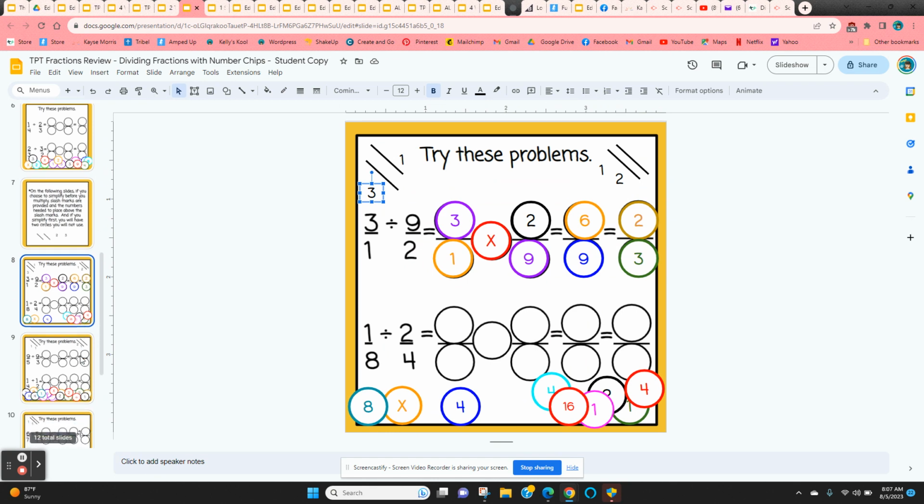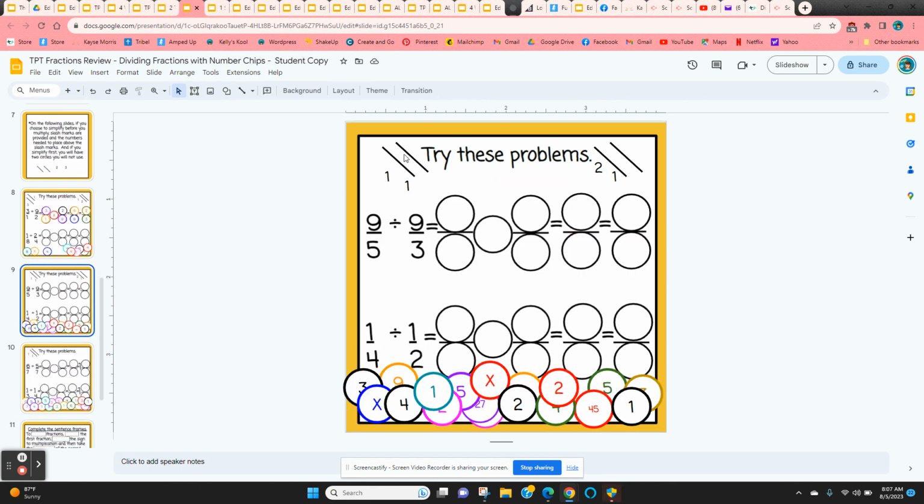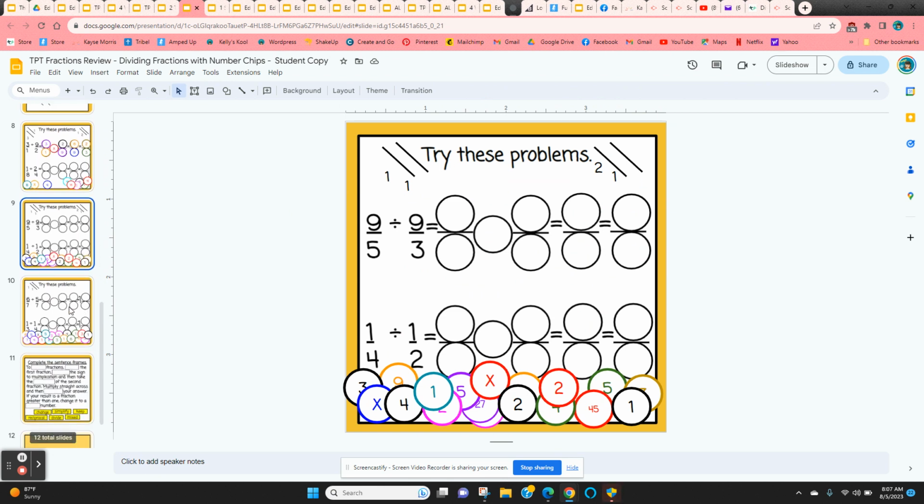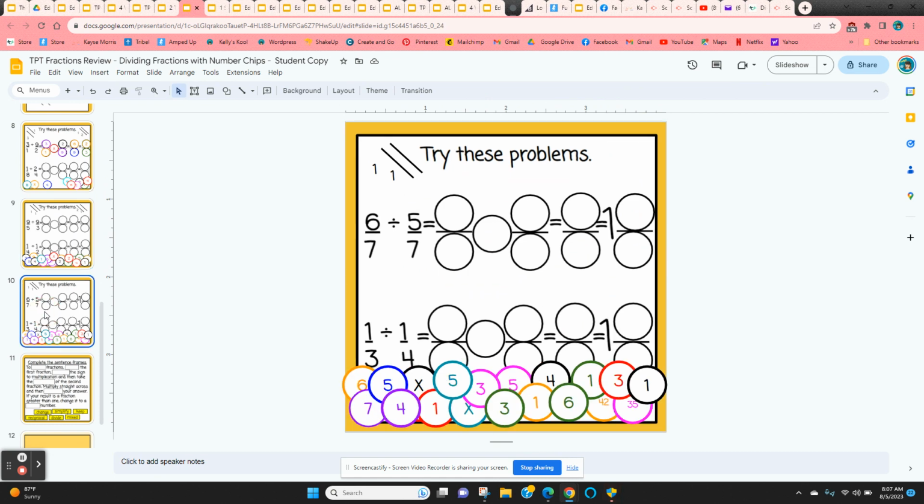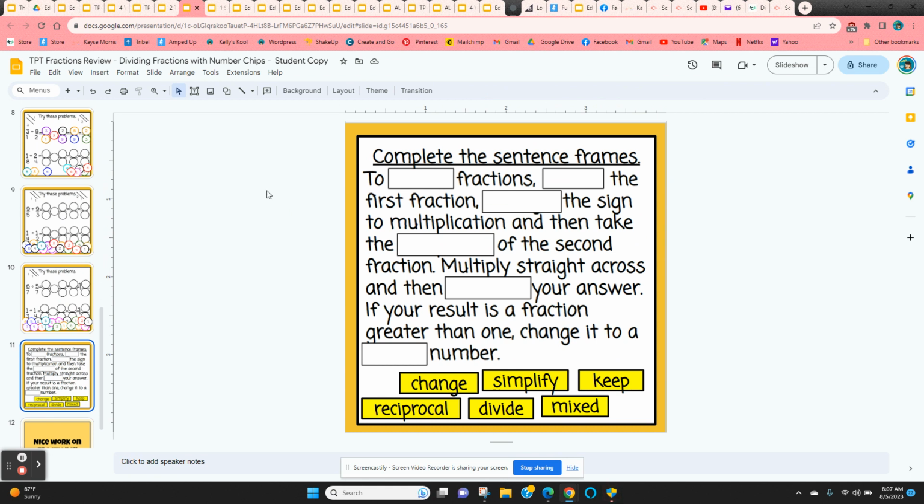So they've got a couple of those to practice. Same thing on the next slide. They can use either method. They can simplify before they multiply, or they can multiply straight across and then simplify. So several practice problems. When they get down to the last slide, then they've got some sentence frames. So they're going to move these words into the correct place in the sentence frame.